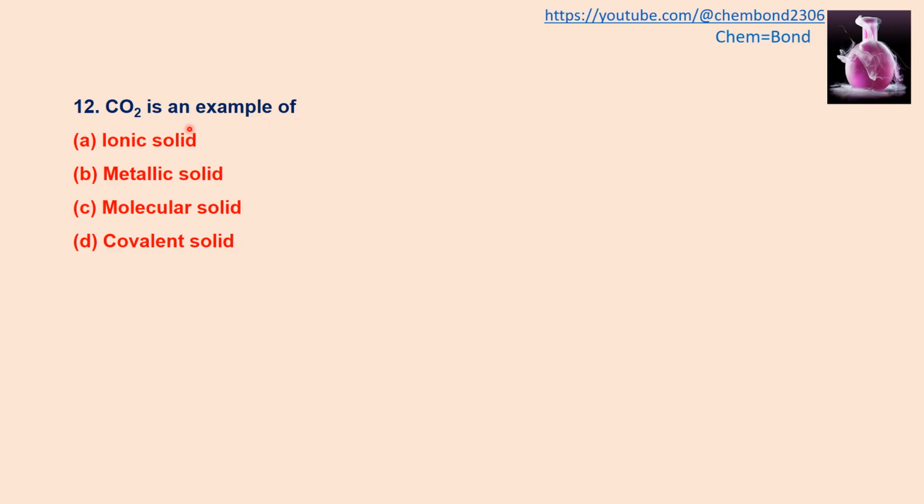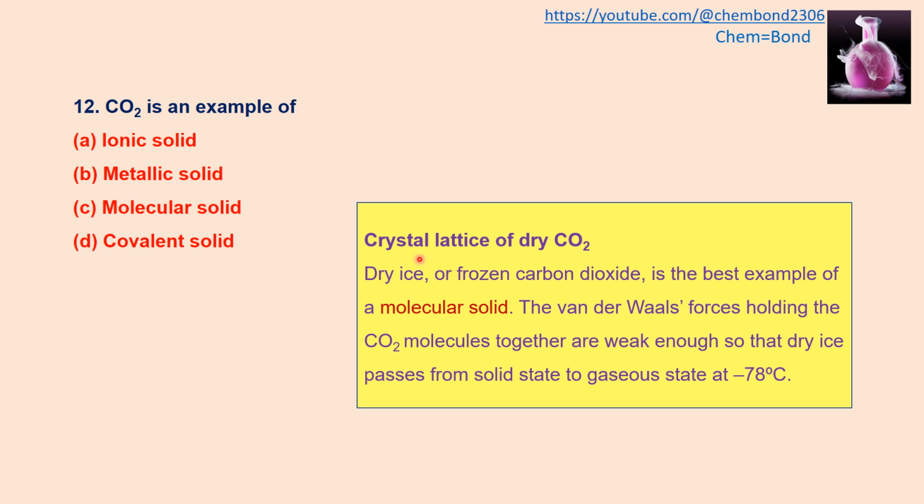Carbon dioxide is an example of: ionic solid, metallic solid, molecular solid, covalent solid. So for dry carbon dioxide, frozen, that is dry ice, it is the best example of molecular solid. The weak van der Waals forces are present in these solids that hold the carbon dioxide molecules together. So it will be converted from solid to gaseous state at minus 78 degrees C. So it is the example of molecular solid.